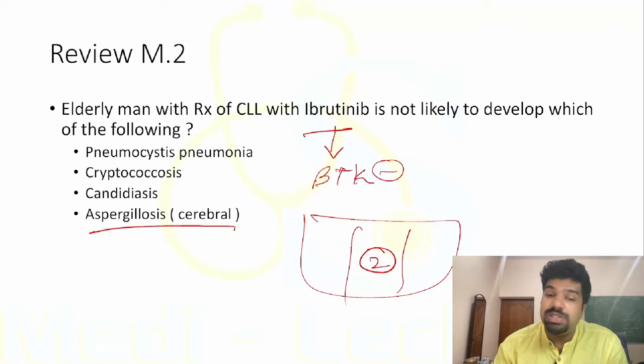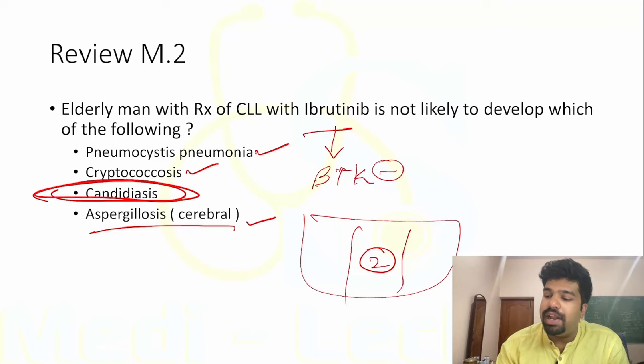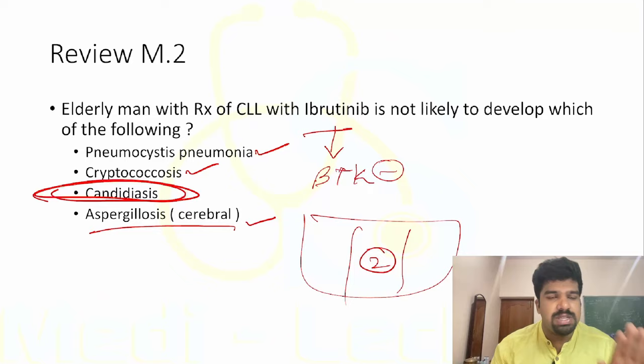Cerebral aspergillosis is definitely going to come if you use ibrutinib for a long time. This is correct. Then obviously you're going to have pneumocystis and cryptococcosis. Both are present in the table that we have learnt. Okay, so the answer is candidiasis. Candidiasis has nothing to do with basically ibrutinib. It can happen in severe stages, but the best of the four options is candidiasis.